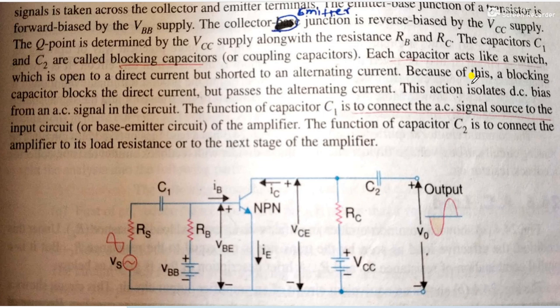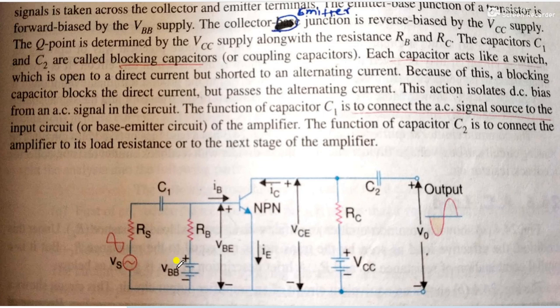Again, the newly introduced components, capacitors C1 and C2, are called blocking capacitors or coupling capacitors. Each capacitor acts like a switch which is open to direct current, but it is short, that is closed, for alternating current. Because of this, a capacitor blocks direct current but passes alternating current. These actions isolate the DC bias from the AC signal in the input circuit.